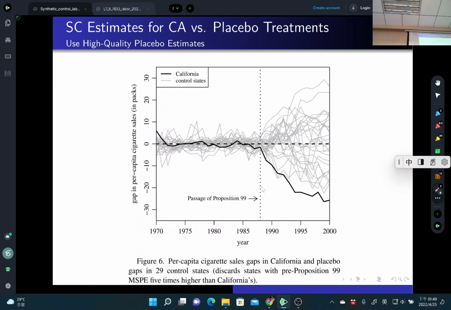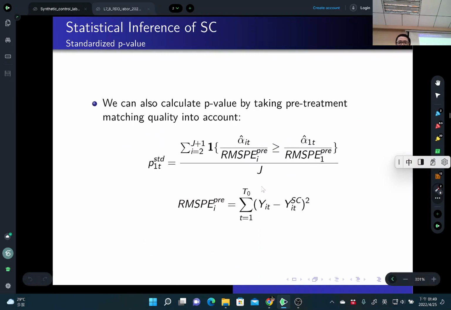And then you will find this p-value is very close to zero, almost zero, because none of the placebo estimates are more negative than the California synthetic control estimate. So you will conclude this estimate is very significantly different from zero, because it's below 5% or even 1%, because the p-value is zero. Okay. So any questions?